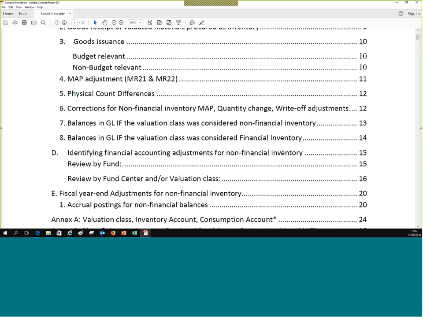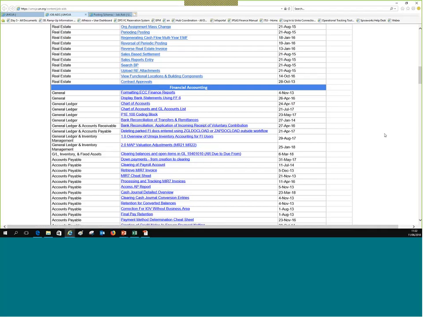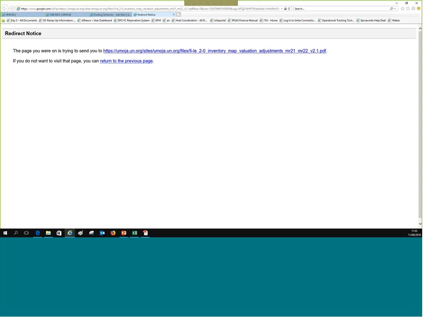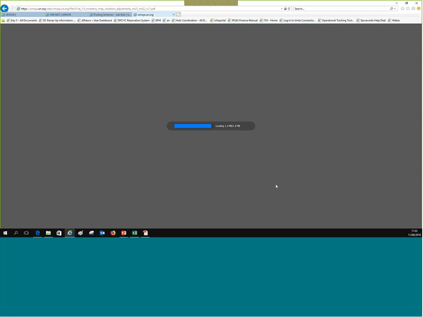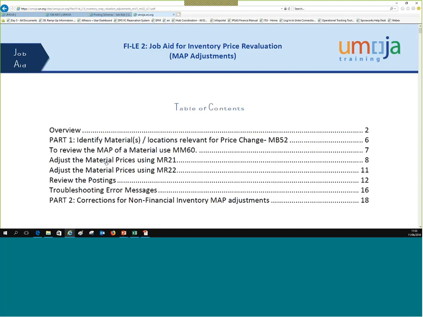Now, another job aid that is important for you is this one that says MAP Valuation Adjustment. So if, for instance, you have a situation where you have items that need to be reviewed, the moving average price, here it's also very detailed. So this job aid will tell you how to adjust material prices, and this also is involving finance, and you need to work in collaboration with inventory managers.